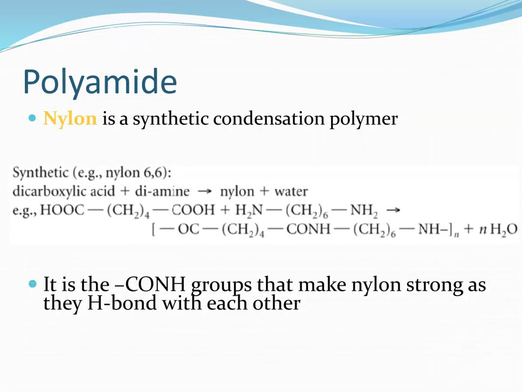Polyamides are polymers that are formed when a molecule has a carboxylic acid on one end and an amine group on the other end. Nylon is an example of a synthetic condensation polymer that is created through amide linkages. These linkages make nylon very strong for its weight, a perfect property for creating thin fabrics that shouldn't tear easily.